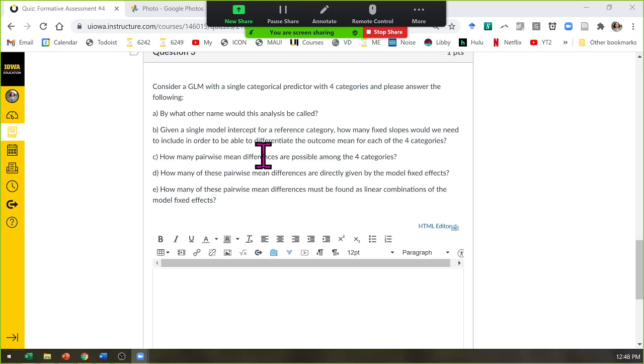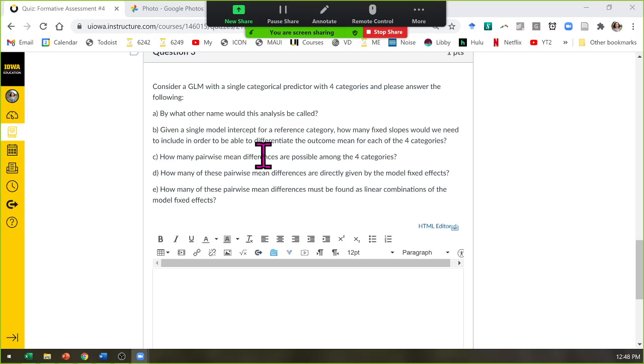Okay, so are you okay with the logic? Just this much as a concept? Or is any of that you want to hear again or talk about more? Yeah, can you say that one more time? D and E? Yes. The answer to each of those is 3. So 3 of the pairwise differences are given directly by the model, and 3 of them are linear combinations of the model fixed effects. So the 3 that are given directly by the model are the 3 slopes, because the job of each of the slopes is to go from the reference group to each of the alternative groups. So those are the 3 mean differences given directly.